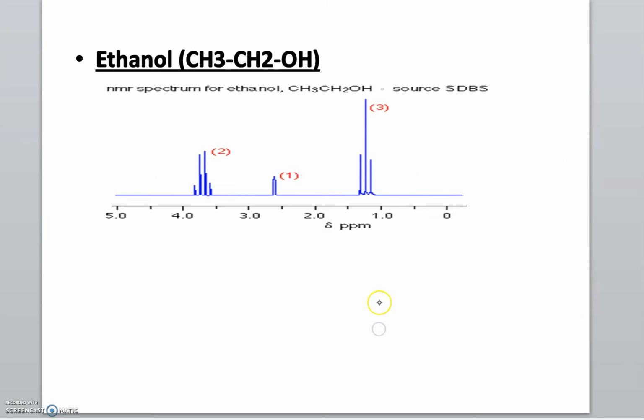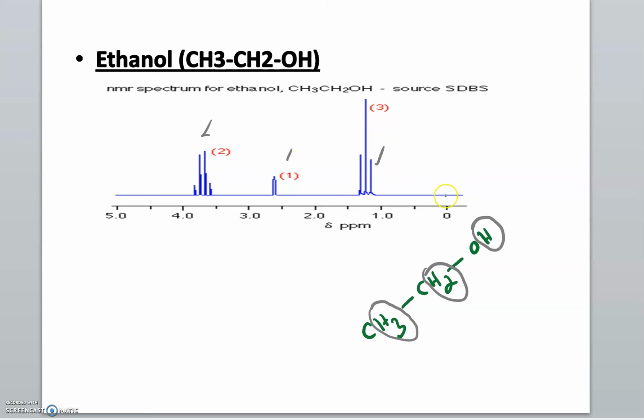That is CH3CH2OH. Here, how many different types of hydrogens are there? Yes, you can see here, these three hydrogens are one type, these 2 hydrogens are another type, and this hydrogen is the third type. There are 3 types of chemically equivalent hydrogens. So we expect 3 lines, 1, 2, 3.